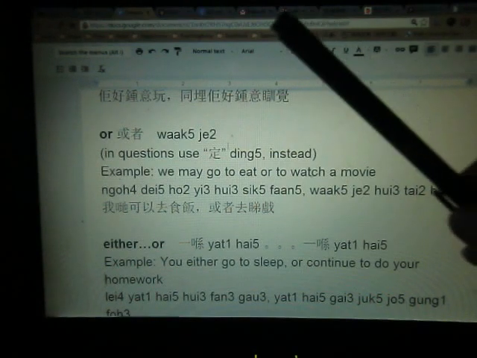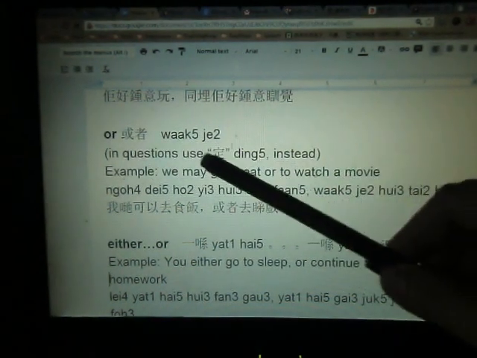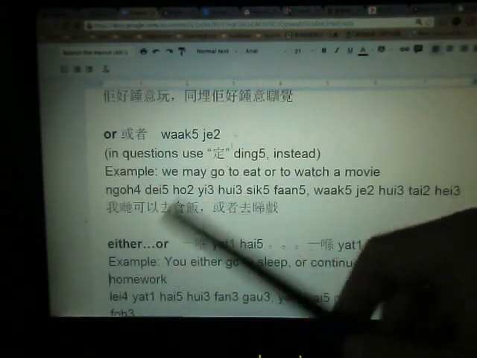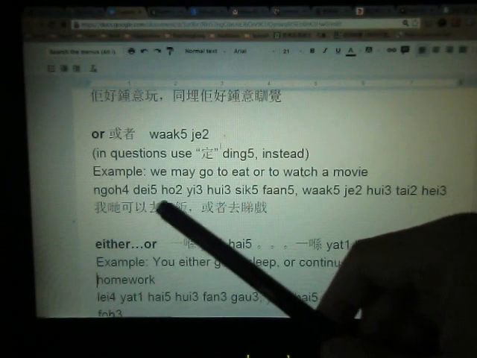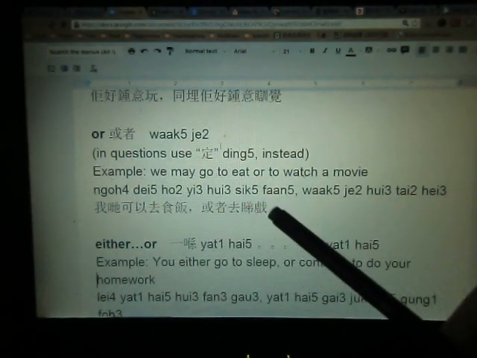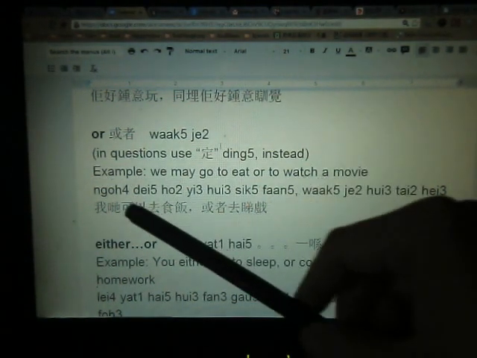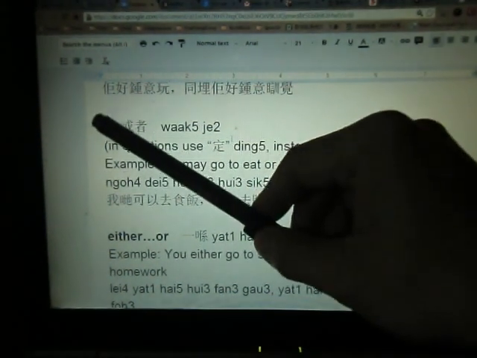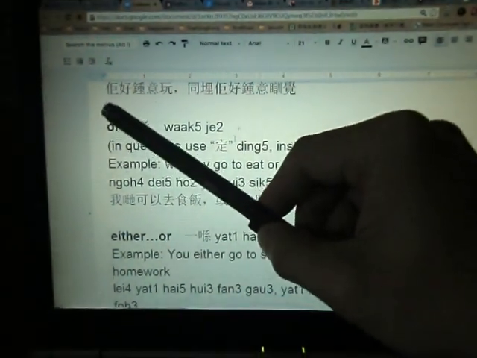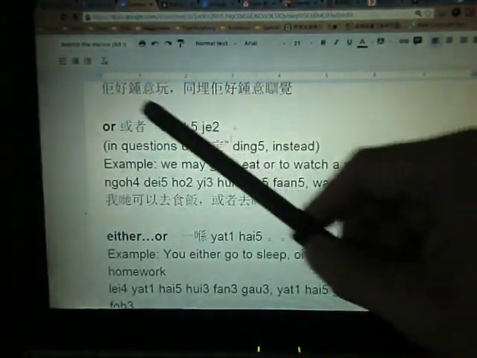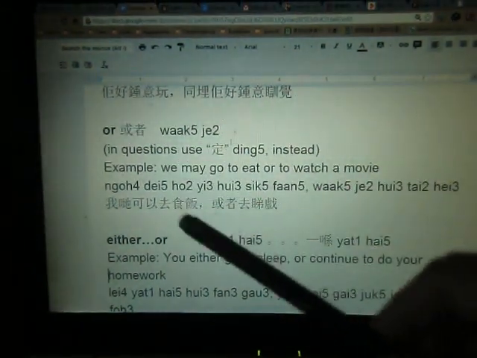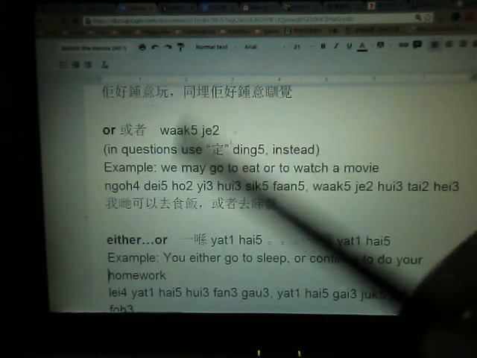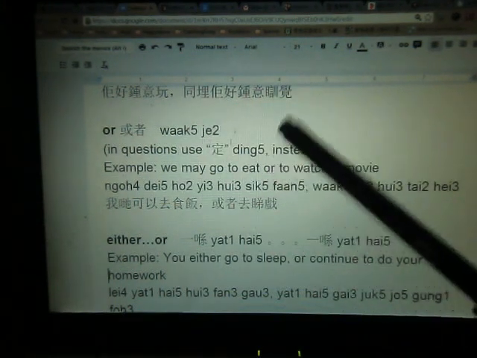But when you try to ask a question using "or", you use another word, 定. If you want to ask a question and incorporate the word "or", you use 定 instead of 或者. 我哋去食飯定去睇戲啊? Sometimes we say 我哋去食飯定係去睇戲啊?